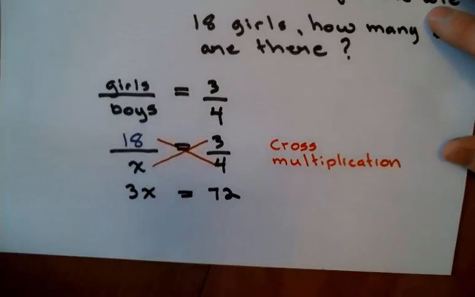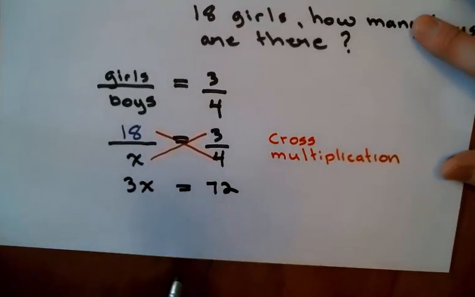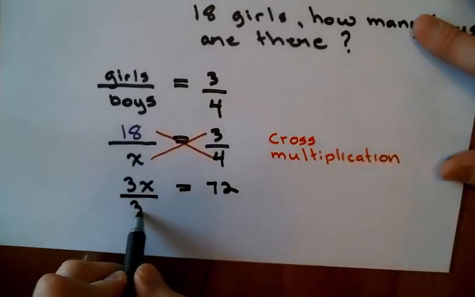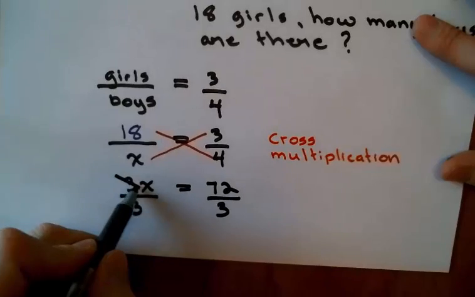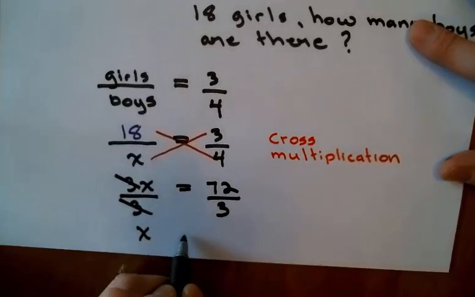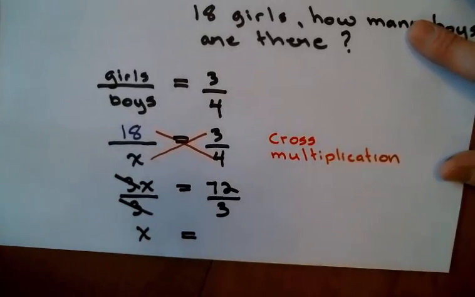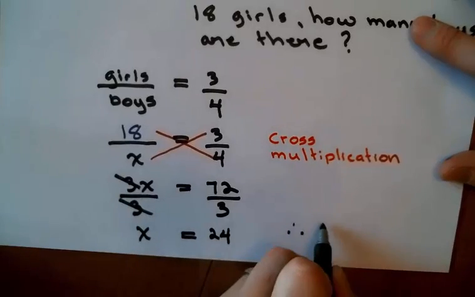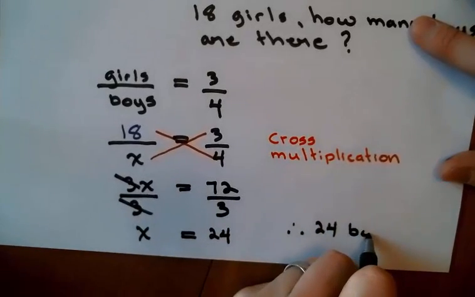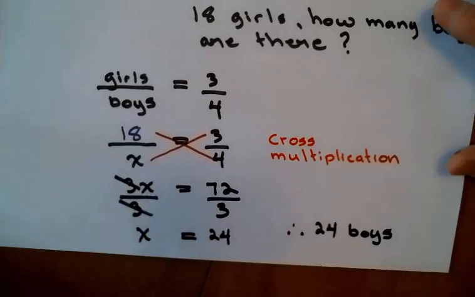Then to undo 3 times x, you have to divide out that 3. And to be fair to the other side, you have to divide by 3 there as well. That cancels. X is left. 72 divided by 3, that's 24. So it turns out there are 24 boys in this class, along with the 18 girls.